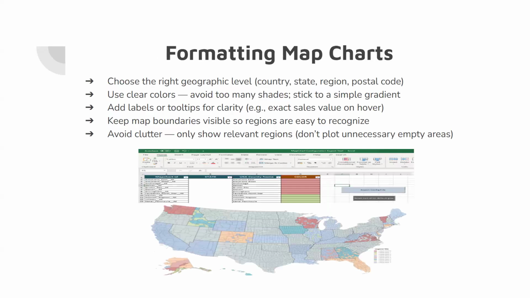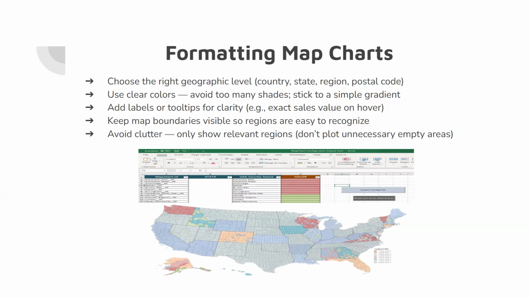Formatting map charts. So when formatting map charts, you choose the right geographic level. So for example, country, state, region, postal code. So be specific. Use clear colors like the other ones. Avoid too many shades and stick to a simple gradient. So like the simple colors, red, green, blue, would work.